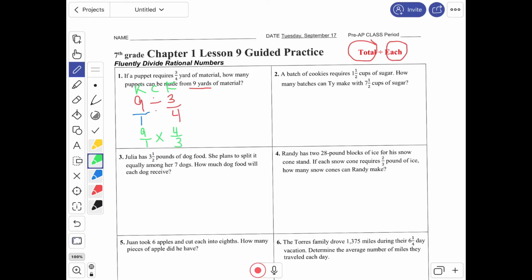And you can do keep, change, flip. So we keep 9 over 1, change to multiplication, flip the fraction. And then I see I can simplify the 9 and the 3. 9 divided by 3 is 3. 3 divided by 3 is 1. And then I go straight across. 3 times 4 is 12. 1 times 1 is 1. Any number over 1 is just that number.